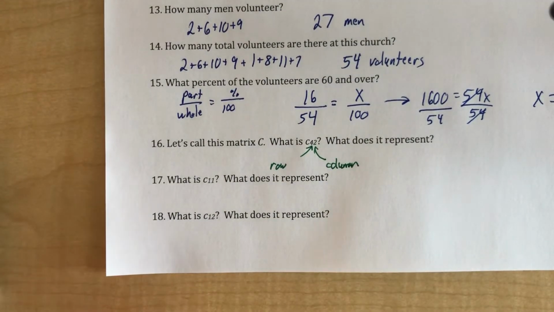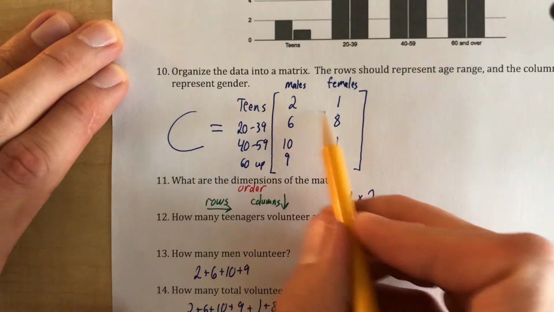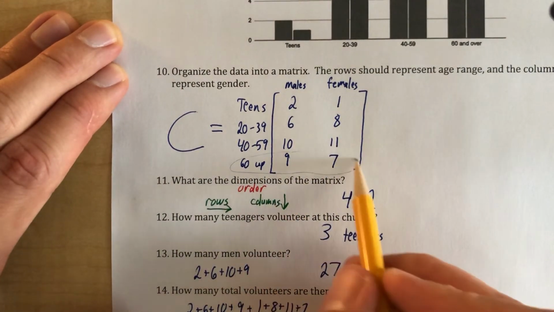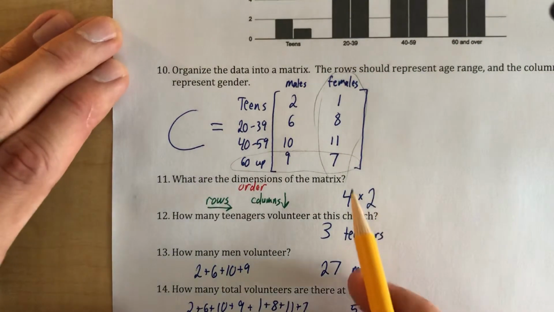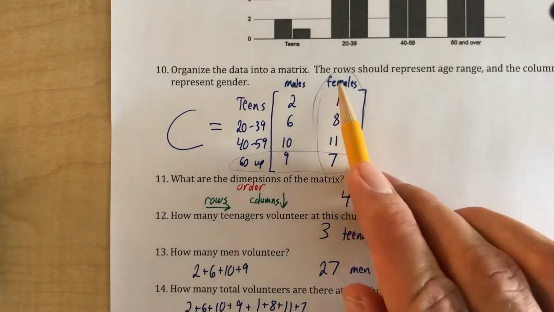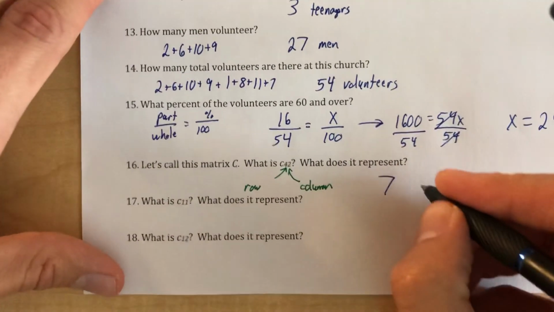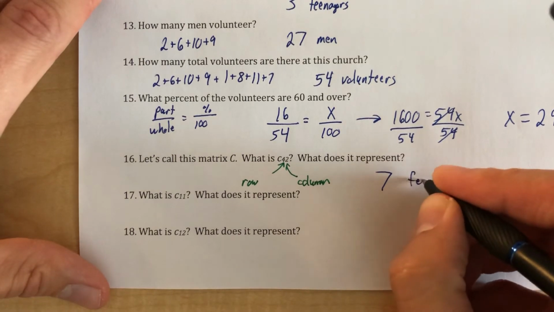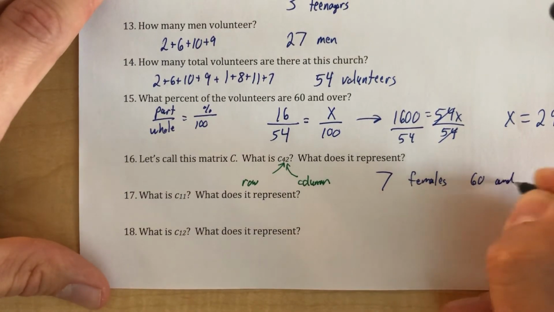Okay, 4th row, 2nd column. If necessary, you don't have to do this, but you could come up here, grab a pencil, and circle the 4th row, 1, 2, 3, 4. That would be people 60 and up. 2nd column, which would be females. And the answer is 7, but I also want to say what it represents. So it's 7 females that are 60 and up. So here we go, final answer: 7 females that are 60 and up.